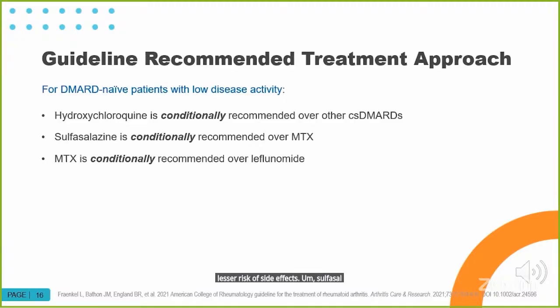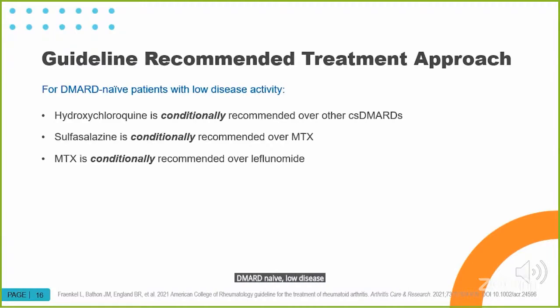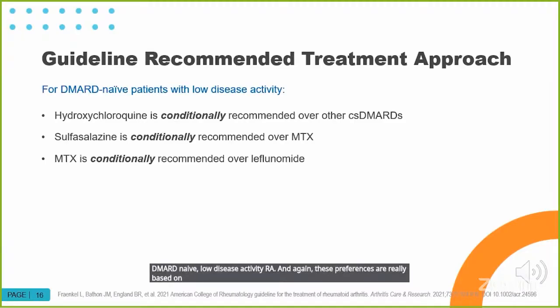Sulfasalazine is also conditionally recommended over methotrexate in this patient population. And finally, methotrexate is conditionally recommended over leflunomide in patients with DMARD naive, low disease activity RA. And again, these preferences are really based on medication potency and also risk of side effects for the patient.